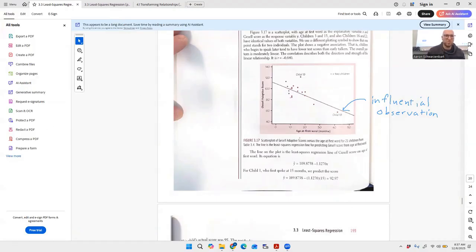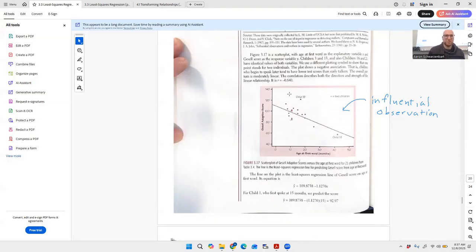Okay. So if we're looking at this, we get an R value for this data of negative 0.640. I mean, it's not great, but that's not that bad. R squared, 40% of the later score on an intelligence test can be predicted by when they spoke their first words. That's not that bad. It's not great.